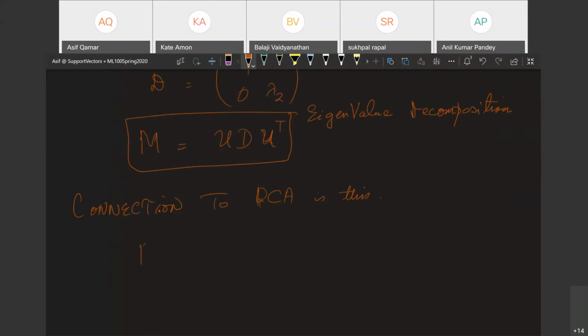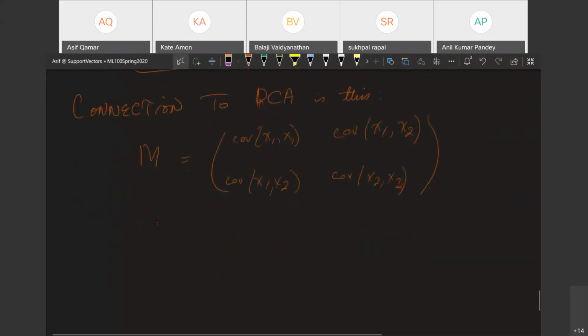If your M is the covariance matrix, that is the covariance of x1 with itself, which is just the variance part of the matrix, the covariance of x2 with itself, which is just the variance, and the covariance of x1, x2, the covariance of x1, x2. As you can see, these two things are exactly the same. This particular matrix is called the covariance matrix.